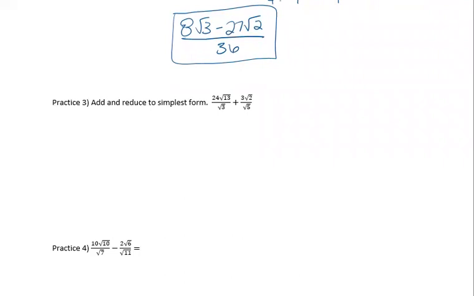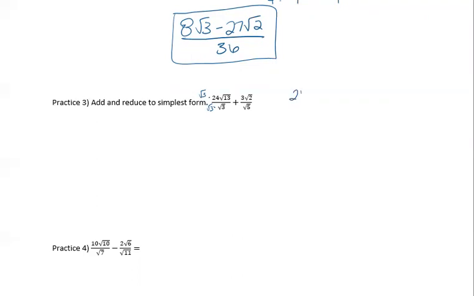There's another practice one. This one has the square root of 3 and the square root of 5. Remember at the top of our notes, it said it is better to rationalize the denominator first and then find the common denominator. So to rationalize this denominator, it's just the square root of 3. So I'm going to multiply the top and the bottom by the square root of 3.